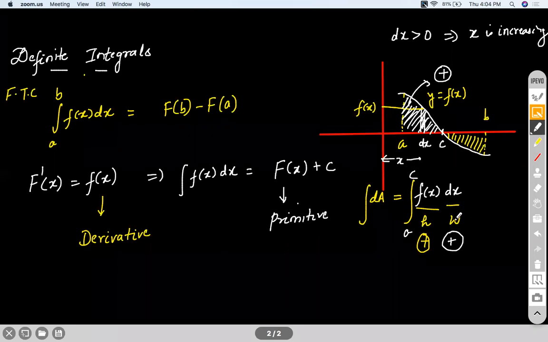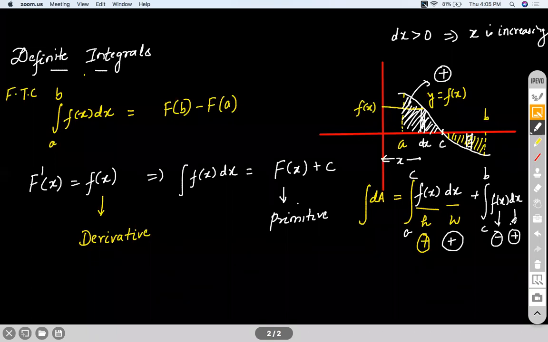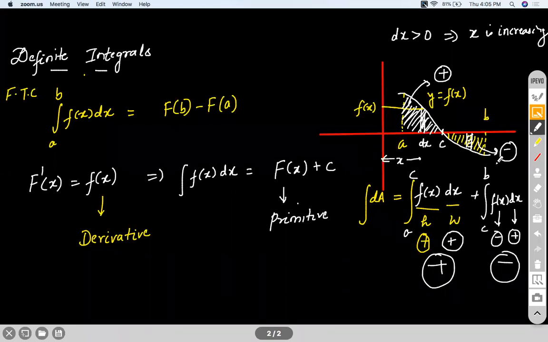But if you find the area from C to B, your f of x is a negative quantity because the height here is negative. So this becomes a negative quantity, thereby giving you a negative answer over here. So this entire thing is positive, whereas this entire thing is negative. So this area comes out to be negative. So the integral of the function from a to b gives you the algebraic sum of the areas between the function and the x-axis. Many people say it gives you the area under that curve.